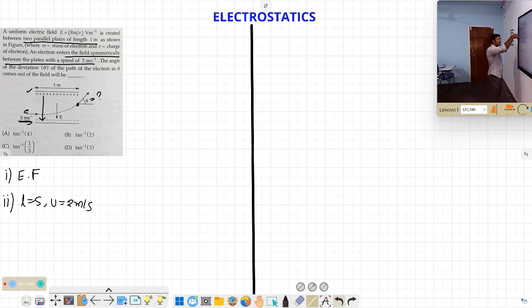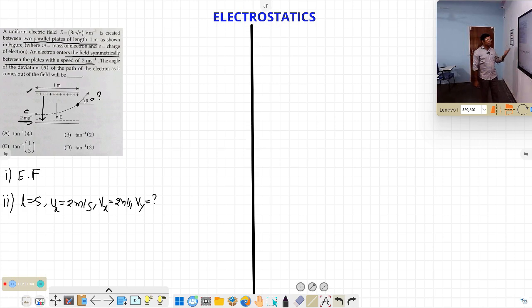Here the electric field is acting vertically, so the charge's velocity will change due to the vertical field, but the horizontal velocity will not be affected. That means there are two velocities. Initially it has only horizontal velocity, but when it reaches the end of the plates, it has two velocities: horizontal velocity Vx and vertical velocity Vy. Horizontal velocity remains the same because no field acts along the x-axis, so it is 2 meters per second, but the vertical velocity we don't know from the question.